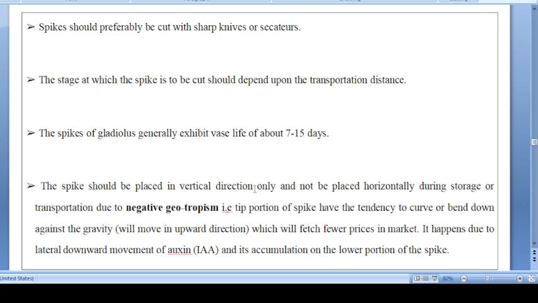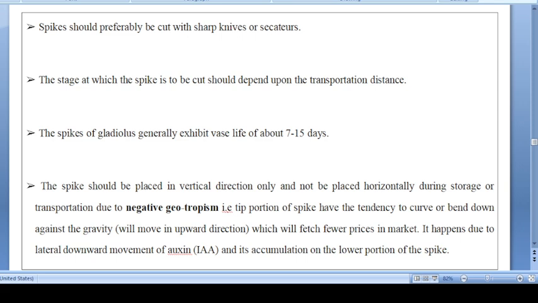The flowers, if we have to keep in a vertical position only. Suppose if we are keeping in a horizontal manner, there may be a chance of bending of flowers here, mainly because of the downward movement of the auxins. So this is also one common thing they may ask.